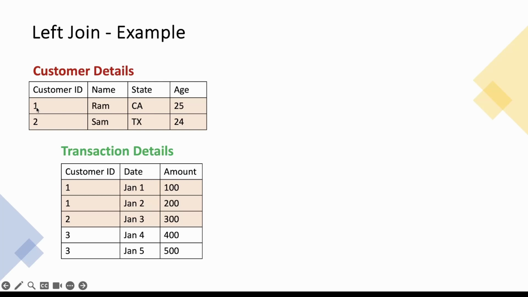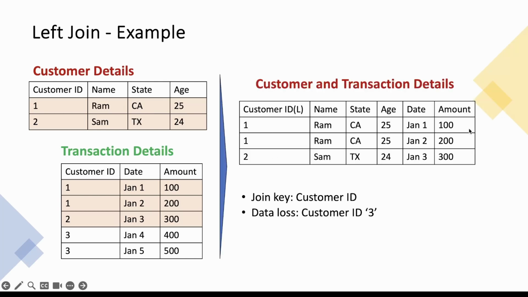So you have customer ID 1 and 2, and customer ID 1 and 2. So we are going to keep all the records for 1 and 2. Now, as you can see, customer ID 3 is only present in the right table, so we are not going to keep that. And because of which, this is how your output is going to look like.